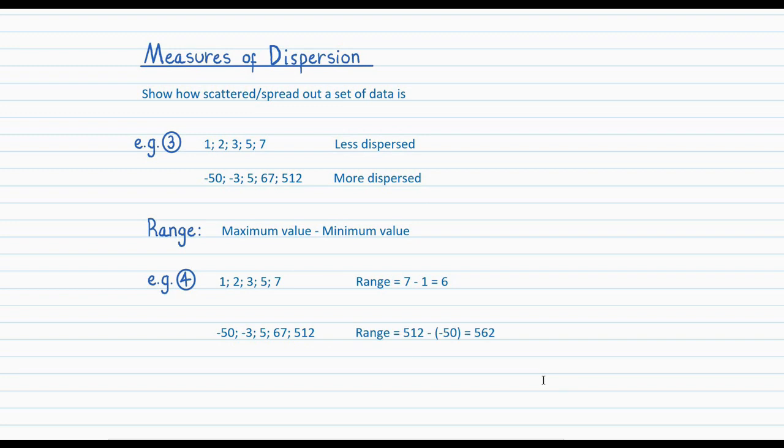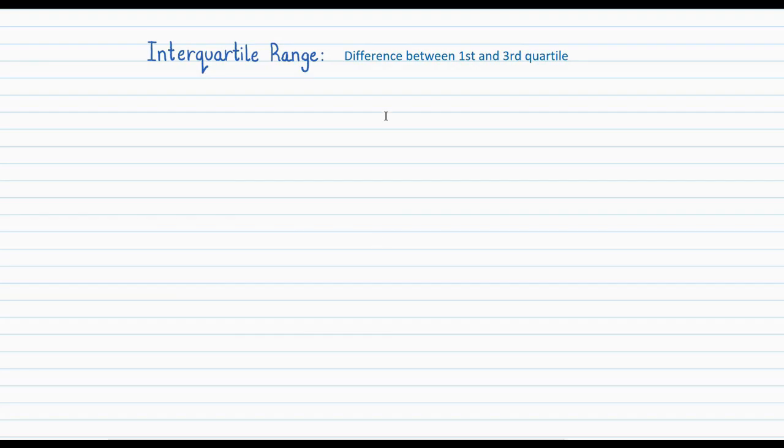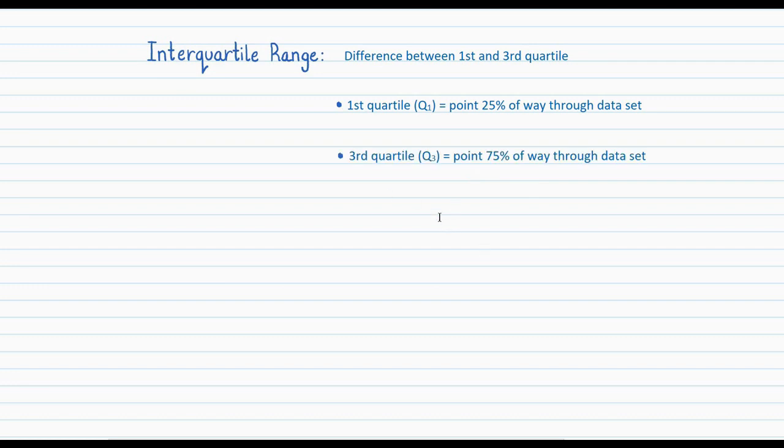Then another measure of dispersion we've covered is the interquartile range, which is the difference between the first and third quartile, where the first quartile represents the data point 25% of the way through the dataset and is represented using Q1. And the third quartile is the point 75% of the way through the dataset. Let's determine the interquartile range for the dataset we looked at in example 2.